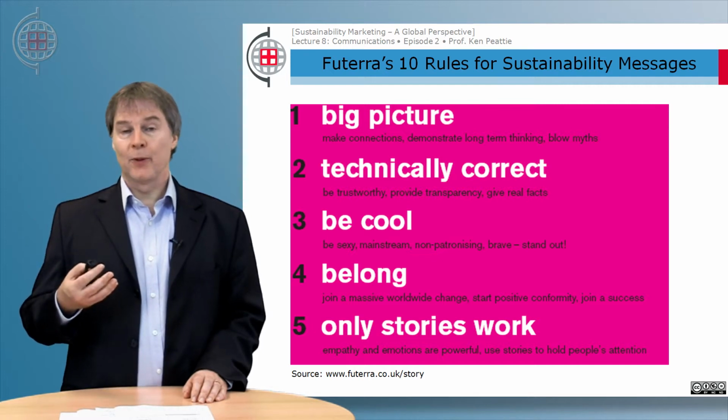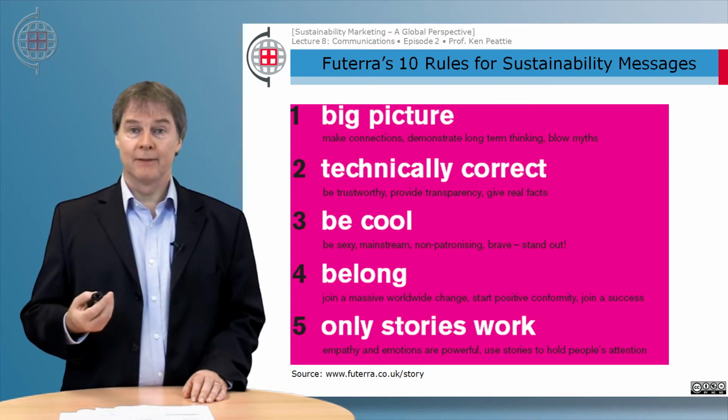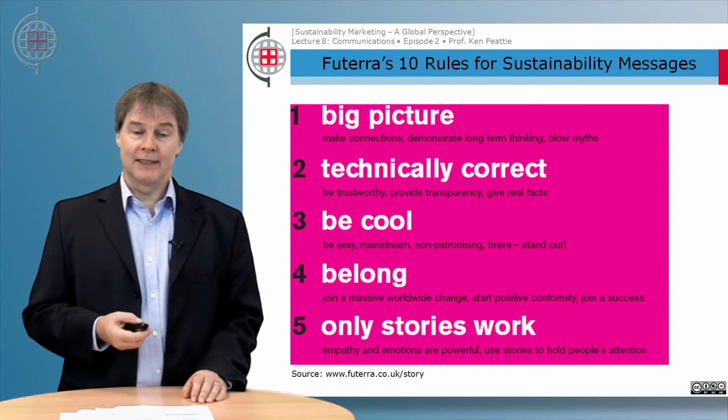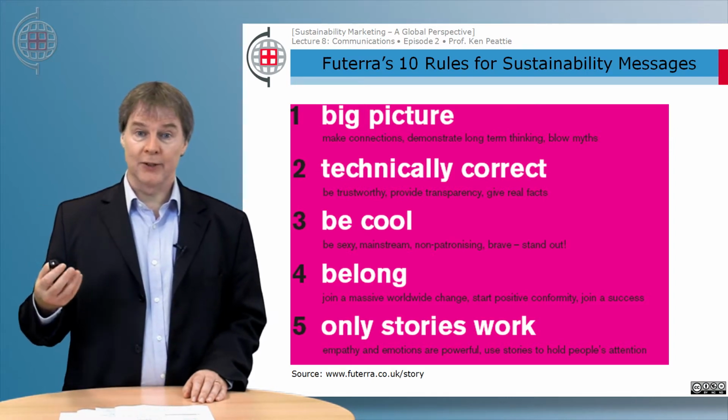The first is to make your campaign part of the big picture. So connect your particular sustainability solutions with those global issues.